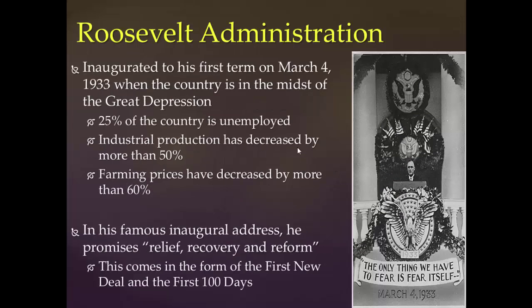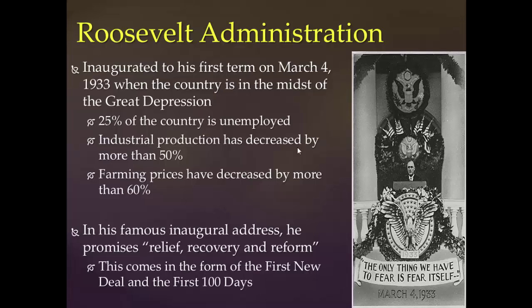So getting back to the Roosevelt administration, if you remember your history, Franklin Delano Roosevelt came along at a perfect time in this country, when the country was at its lowest point financially, when we were in the middle of the Great Depression.